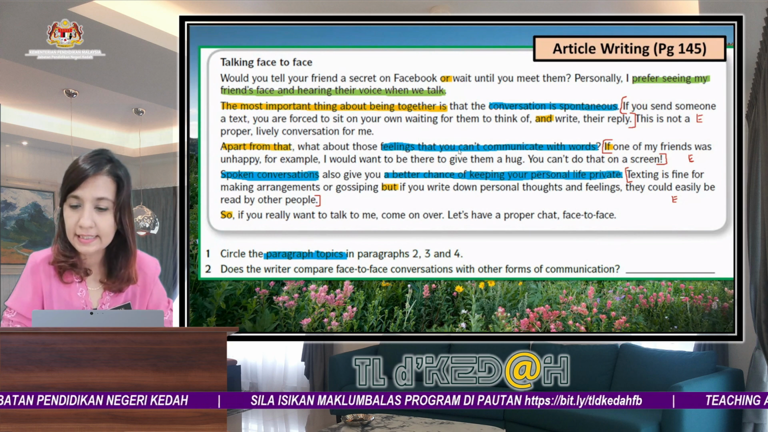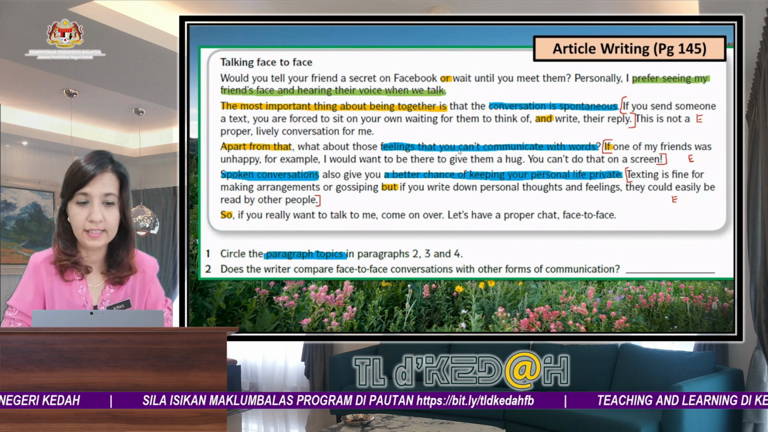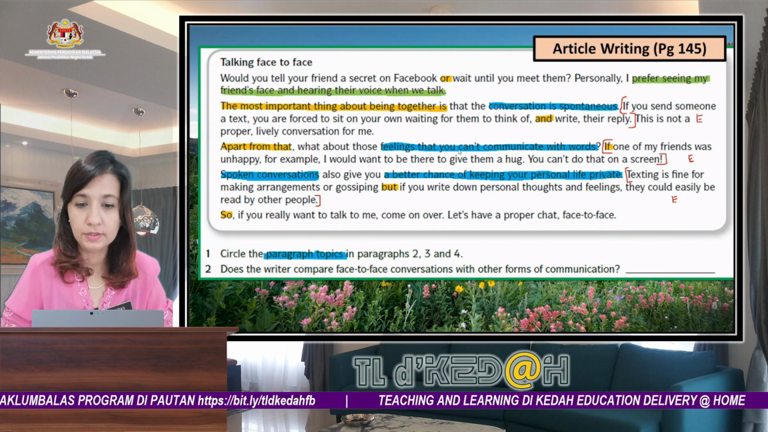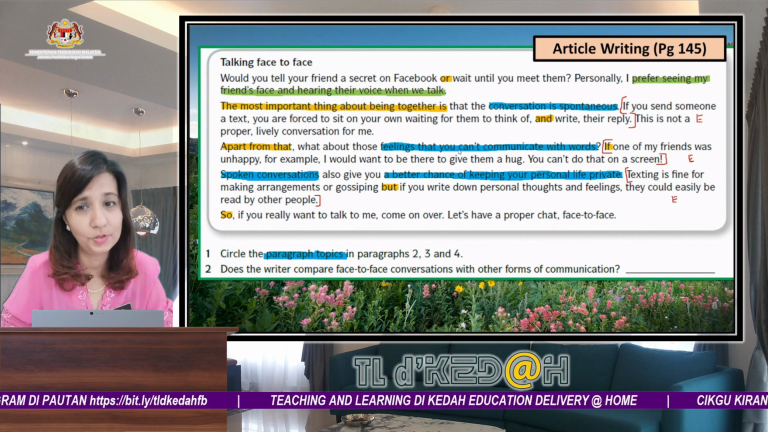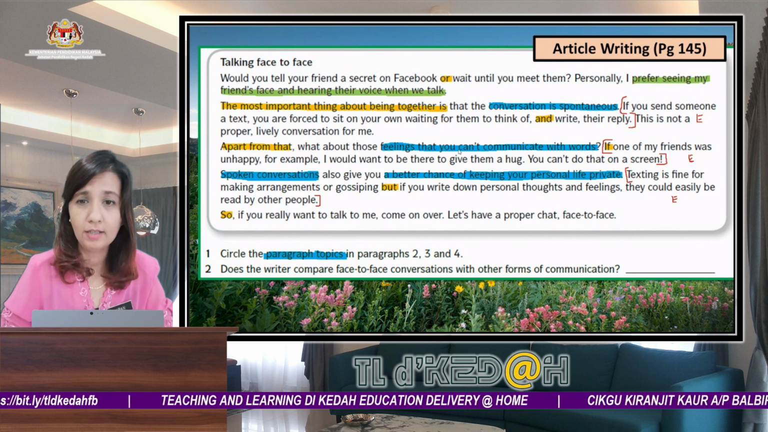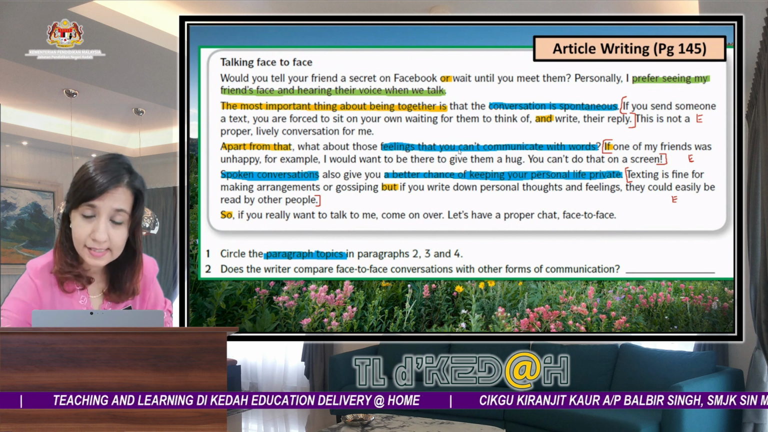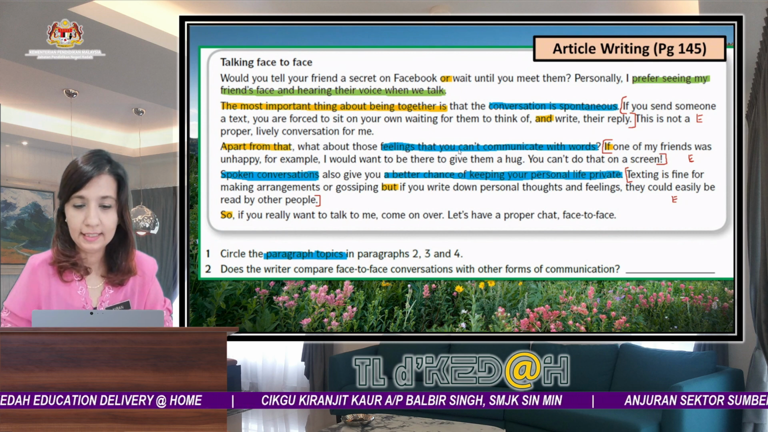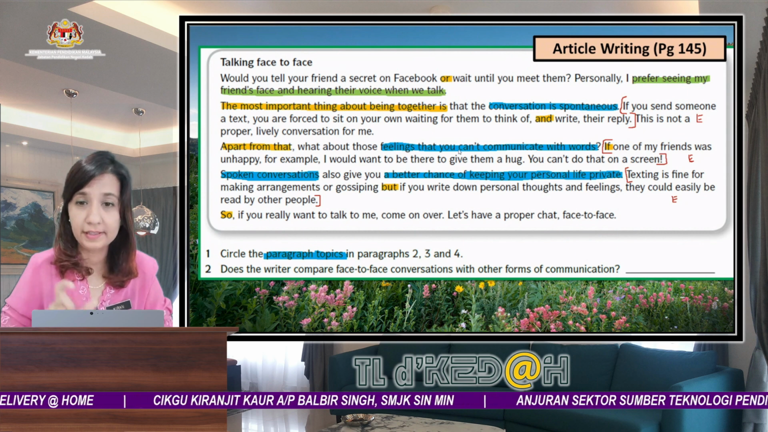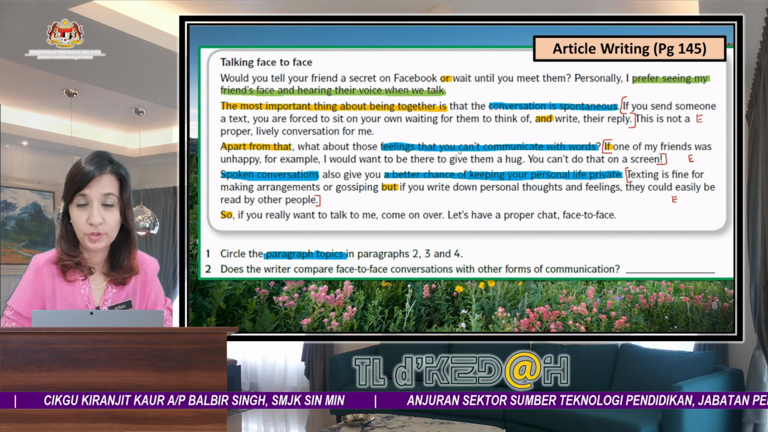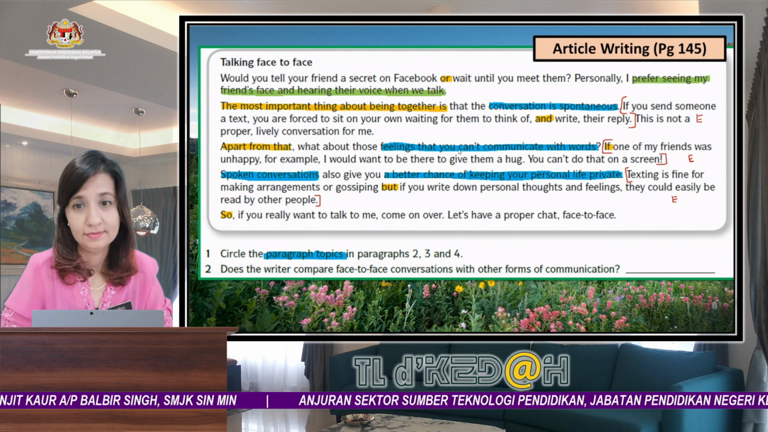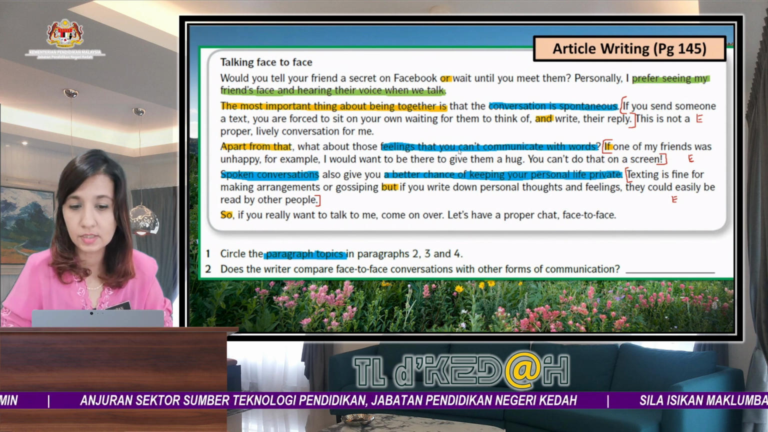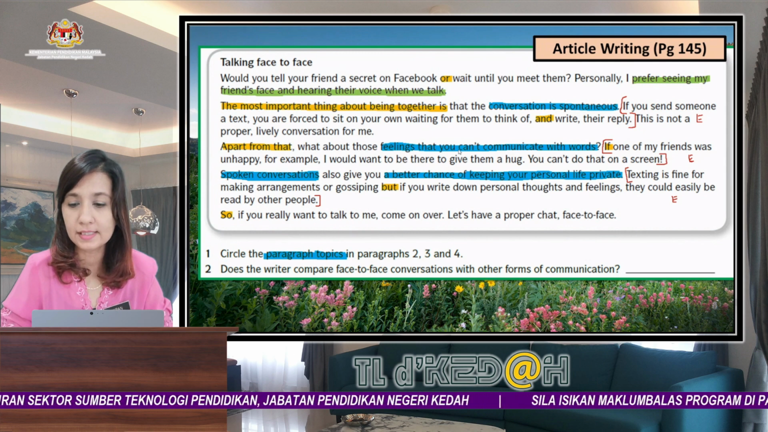Okay, let's go on. So the elaboration here that she has given, if one of my friends was unhappy, for example. So there's an example here. I would want to be there to give them a hug. Oh, so sweet, right? Okay, you can't do that on a screen, can you? Can you hug someone on screen? Or can't even touch. Again, right. So here, look, the point given is a very strong point, very mature point, very realistic. You can understand her point very well. Okay, go to the next paragraph. Spoken conversations also give you a better chance of keeping your personal life private.